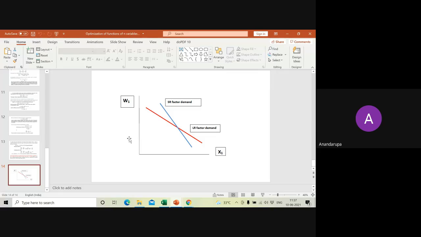Ma'am, I had a question. Yes. Ma'am, mathematically I understood why it will be negative, but in the given graph, x1 shows the quantity and w1 shows wage, right? So when the quantity is increasing, how is it that it is negatively sloped? How is it that they have an inverse relation?